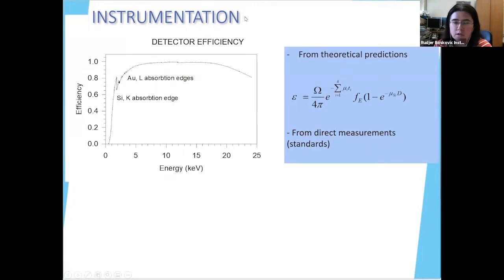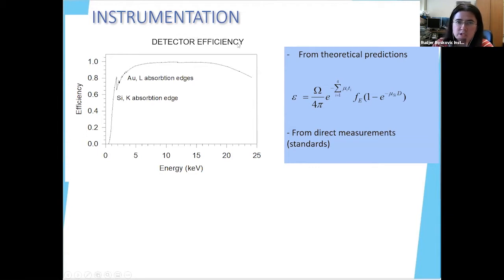For us, the crucial thing is what we call detector efficiency. This is the curve that tells you how your detector behaves versus energy. You can see that in the mid ranges, between, let's say, 1 or 2 keV, almost up to 20 keV, you have an almost 100% efficient detector, but at the edges, your efficiency drops.